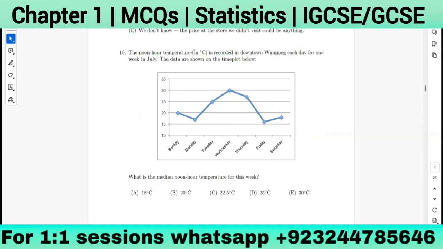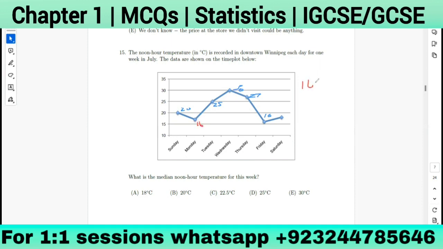The noon hour temperature in degrees centigrade is recorded in downtown Winnipeg each day for 1 week in July. The data are shown in the time plot below for Sunday, Monday, Tuesday, Wednesday, Thursday, Friday, Saturday. What is the median noon hour temperature for this week? Okay. So median temperature. The first one, you find out all of these. Okay, so what is the first value? Yes, it should be 16.